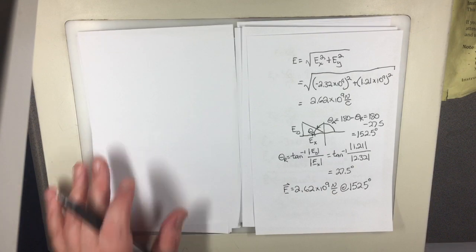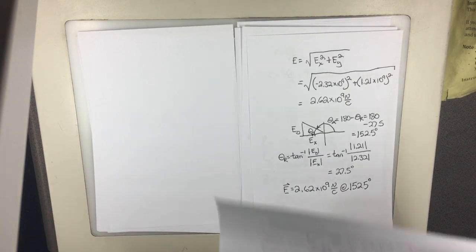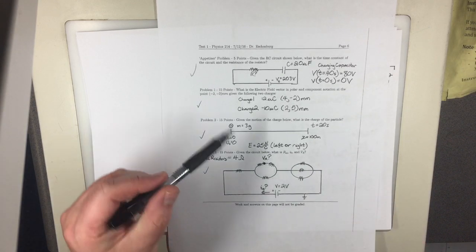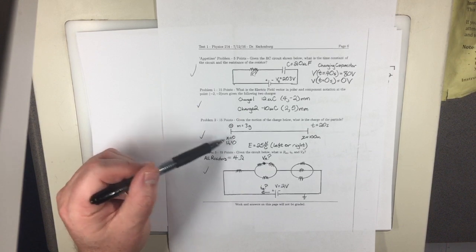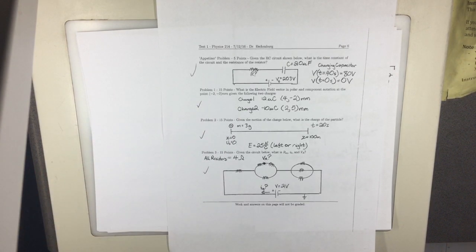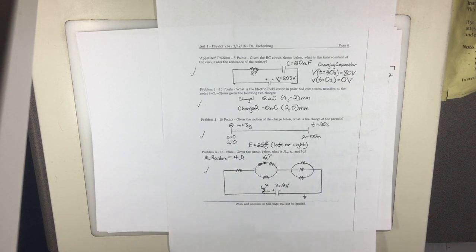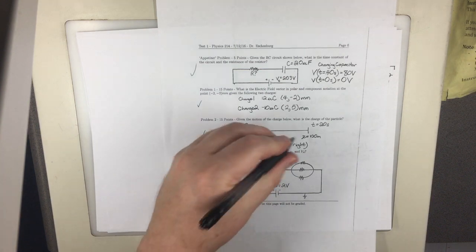Problem 2 is a one-dimensional motion problem with an E field. The first thing that I want to do is talk about the problem itself. I've got a negative charge initially at rest. 20 seconds later, it's over here to the right. What direction is the E field in order for it to accelerate to the right? Right to left, correct.